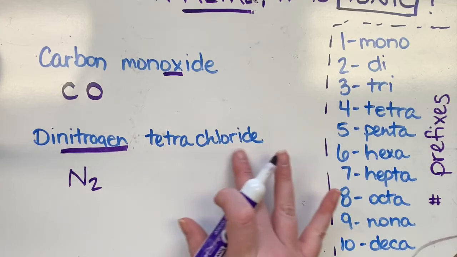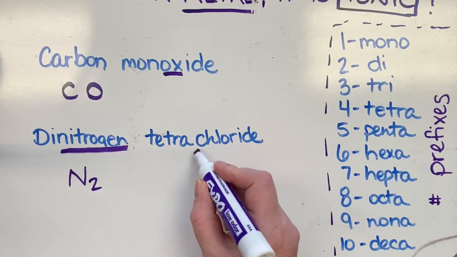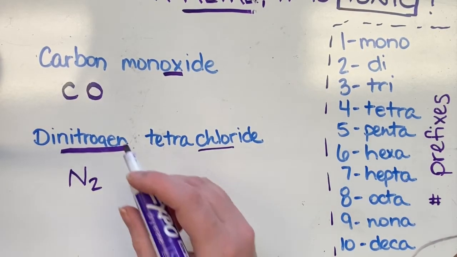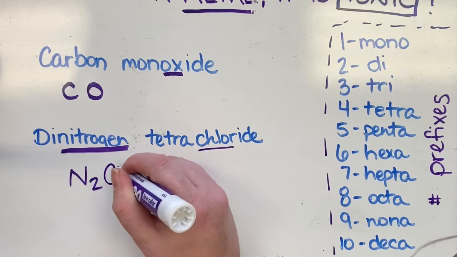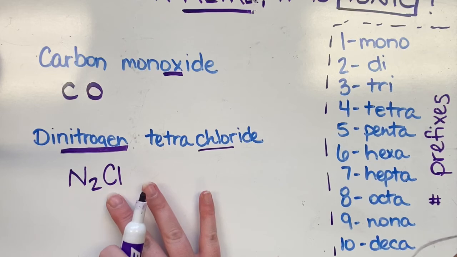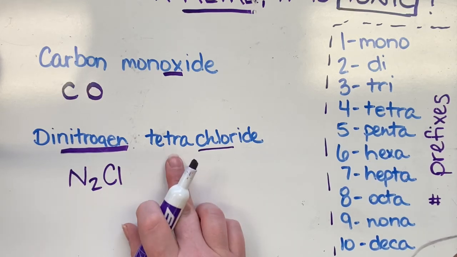Our second element, it says we have tetrachloride. So I'm going to go to the root of that word, chlor, look at my periodic table, and I see we have an element chlorine with the symbol Cl. So we take its chemical symbol and we write it in. Now we look at the prefix.